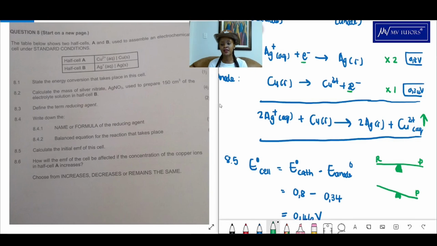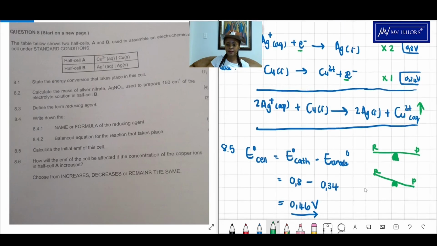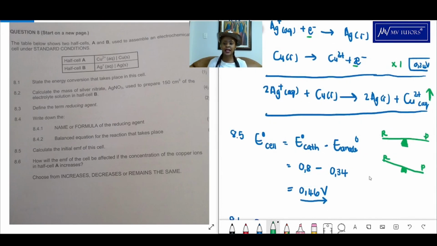Now your products are there and your reactants are there. So what are you going to do to get a new balance, a new chemical equilibrium? Well, you're going to increase the reactants, such that the reactants also become heavy again, and then you've reached a new equilibrium. So that's how you can actually picture it.